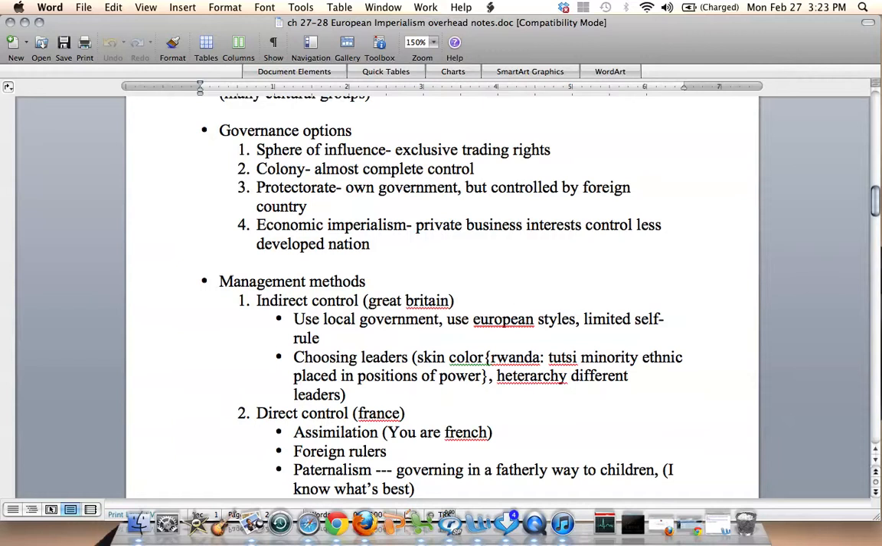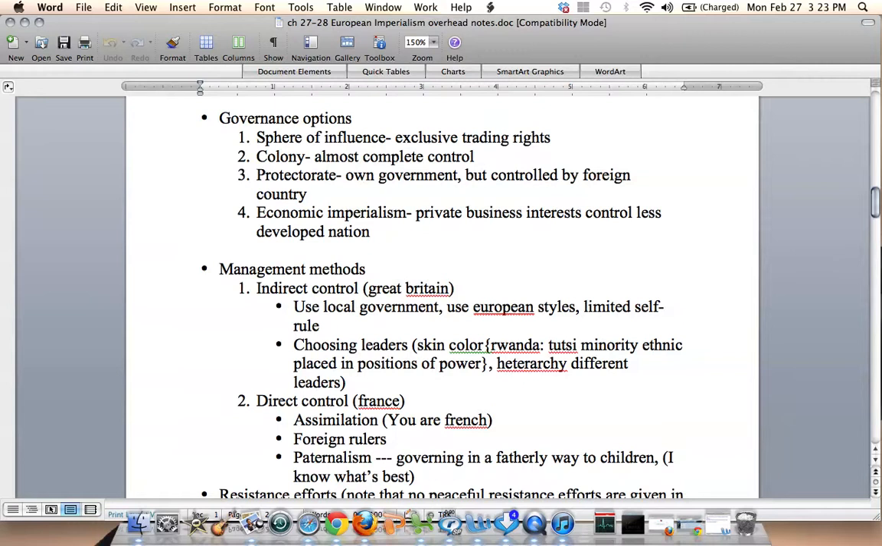And the idea behind this is the idea of paternalism, the idea that these people are more primitive, they need our ways, they need to be taught how to be civilized, and kind of a fatherly way towards a child. I know what's best for you. And so you could rule in that way. Either way, it neglects the humanity of the people being colonized.